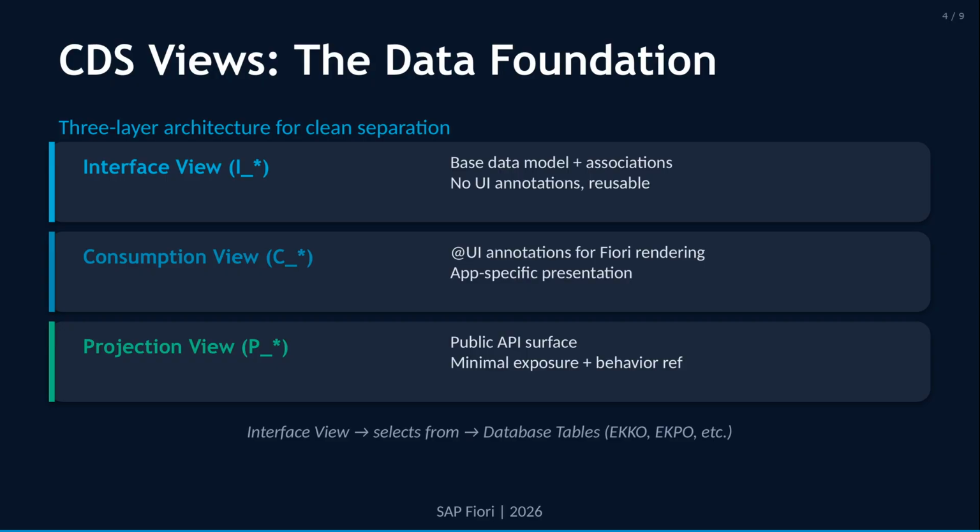Composite views add UI annotations on top of interface views. They control how fields appear in the Fiori Elements floor plan, which fields are filterable, which show in the list, which are hidden. Projection views define the public API surface. They expose only the fields and associations that your service needs, following the principle of minimal exposure. These 3 layers separate data structure, UI presentation, and service definition into clean, maintainable artifacts.